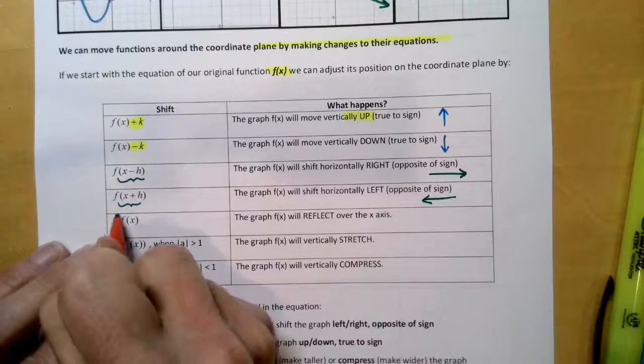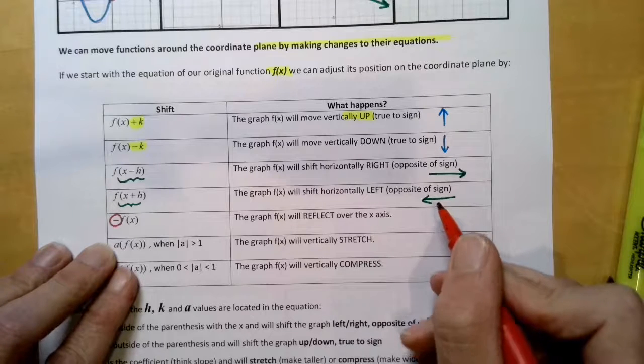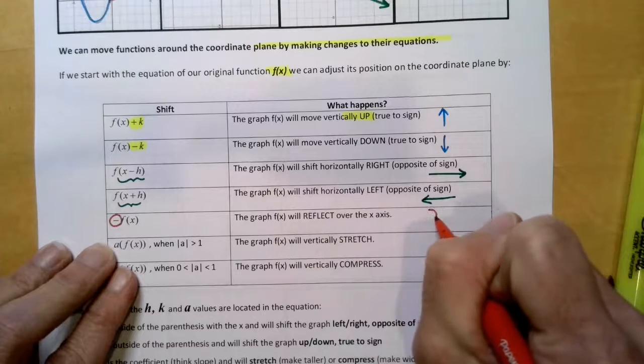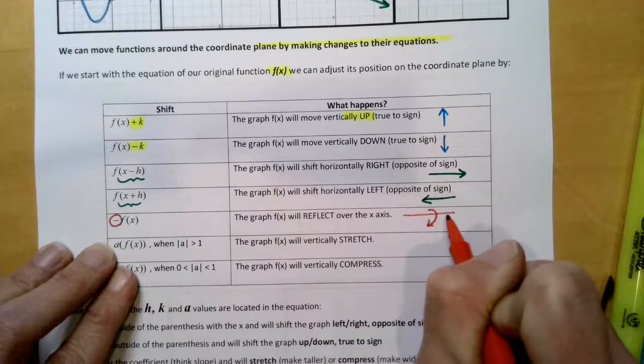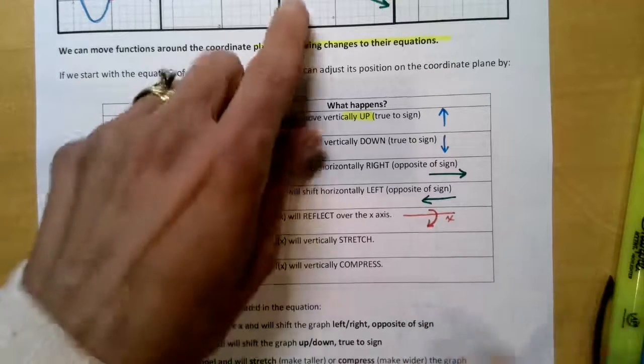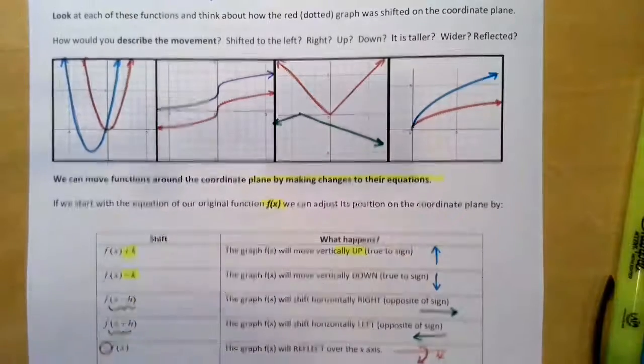All right. When you have a negative outside in front of it, that's going to flip it. So that's going to reflect it over my x-axis. So we're going to take that whole graph and we'll flip it. That feels like this one. Doesn't it feel like this one was flipped over that axis?